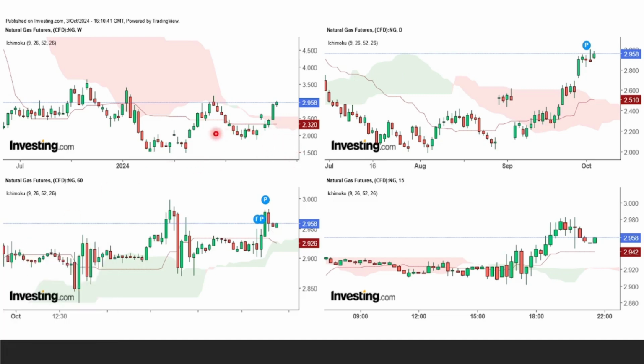Once the price is below, bearishness; price above, bullishness; hovering around like this, consolidation. In the short period 15-minute chart, we can see much more clearly. Once the price is above this, we are finding some bullishness here. This is the Kijun Sen line.